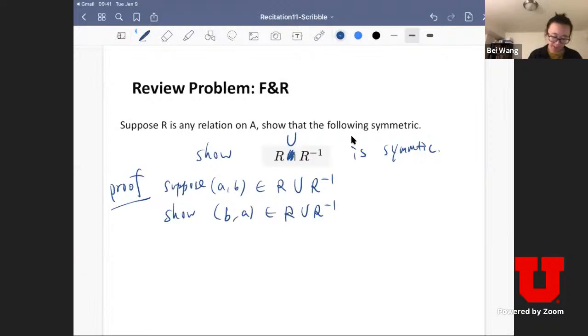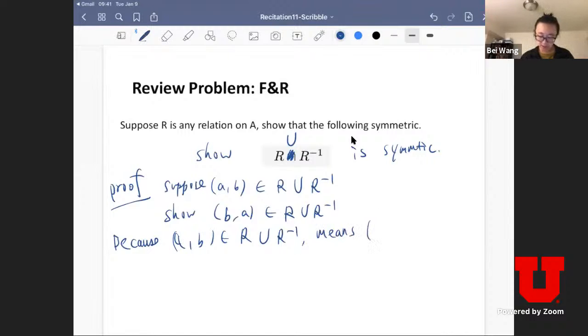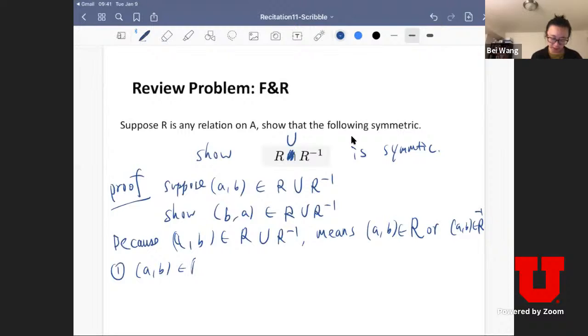So let's say, okay, because the pair AB is in R union R inverse, that means AB is either in the first set or is in the second set. Okay, so that means now we have two cases. So case number one, if AB is in R, okay, that's the first case.